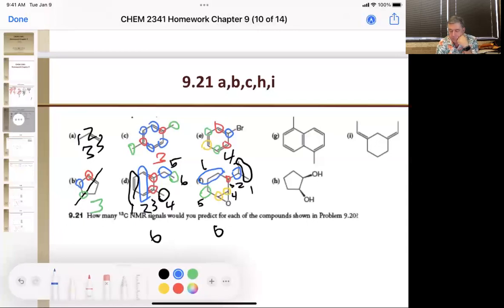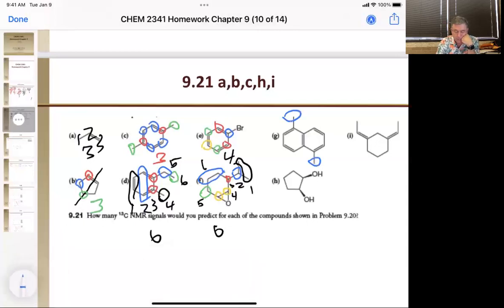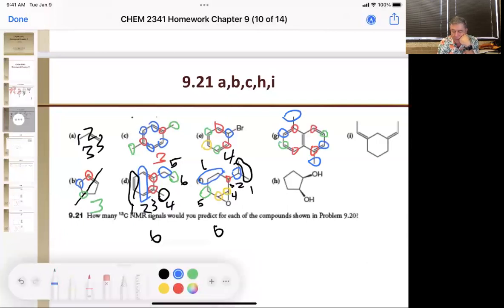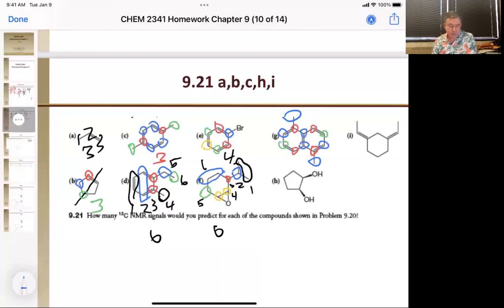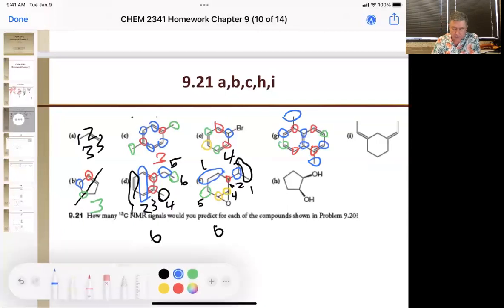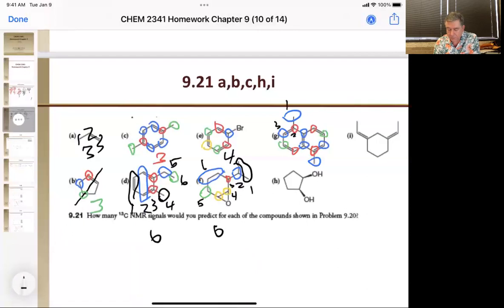All right, let's go for this one. Let's see, those two methyl groups are the same for a carbon signature. These two are the same. And these two are the same. And these two are the same. And these two are the same, but we have one more. They didn't have hydrogens on them, but we get to count them this time. So let's look at those. Let's see how many we have. We have 1, 2, 3, 4, 5, and 6. We have 6 carbon signatures for that.